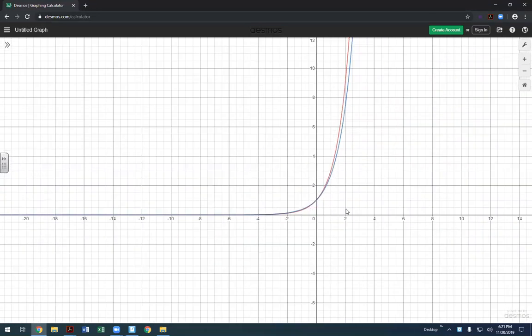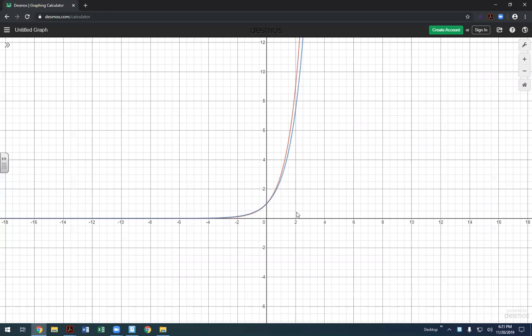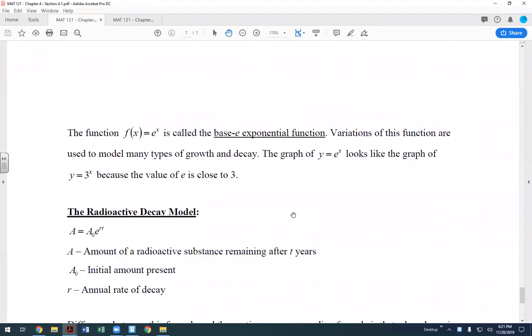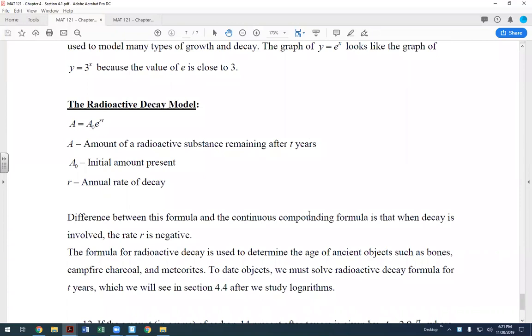And of course, if you zoom out, they look a lot more similar, except when they start growing on this part right here. Okay, so that's kind of what I wanted to do since we didn't get a chance to look at this last time. Now let's get into our radioactive decay model here.